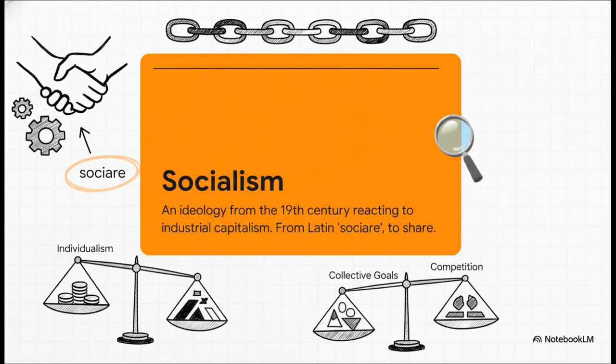The name itself actually gives us a really big clue. It comes from the Latin word sociare, which means to combine or to share. So at its core, socialism is really a critique of a society that's built on pure individualism and competition. Instead, it champions the idea that we should focus on collective goals and tackle social and economic inequality head-on.